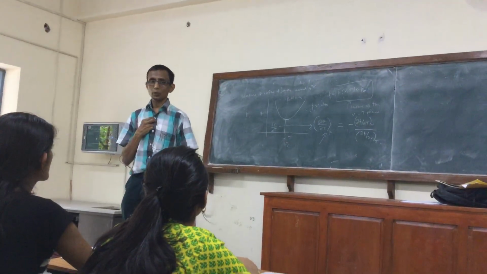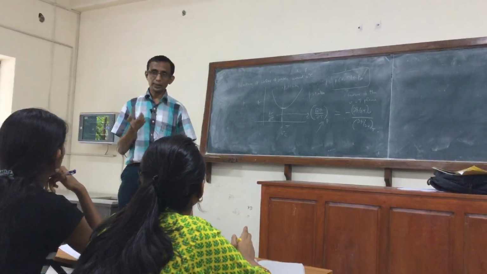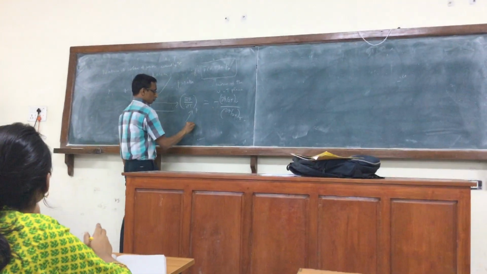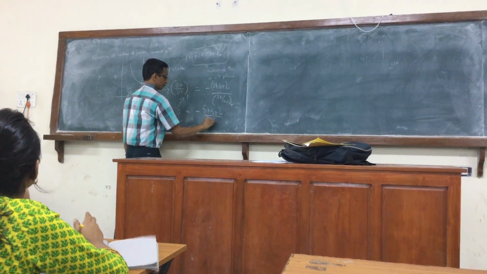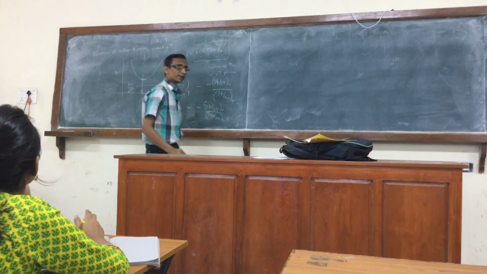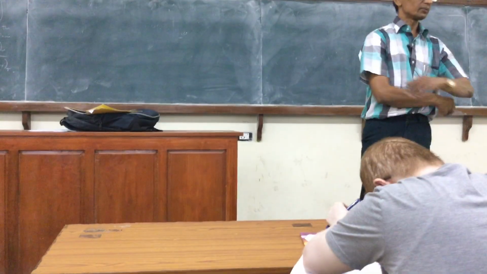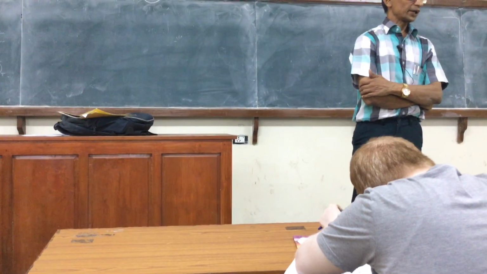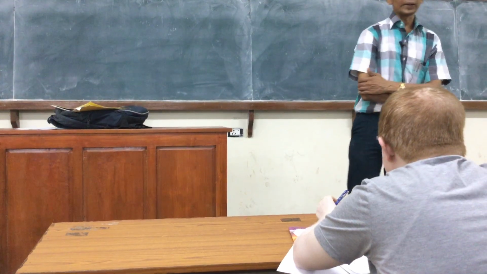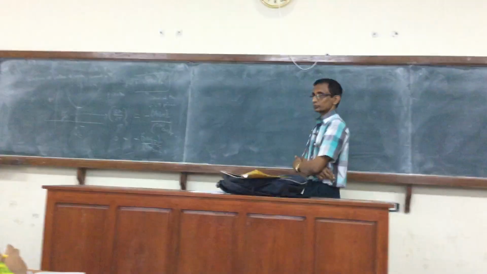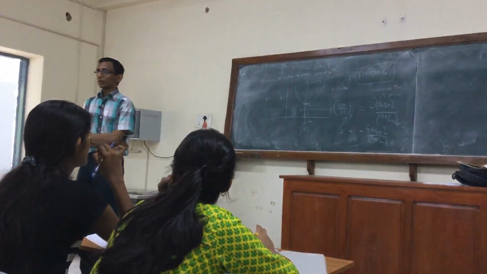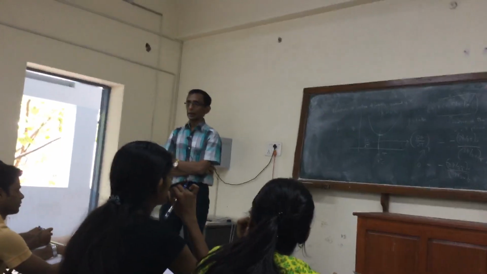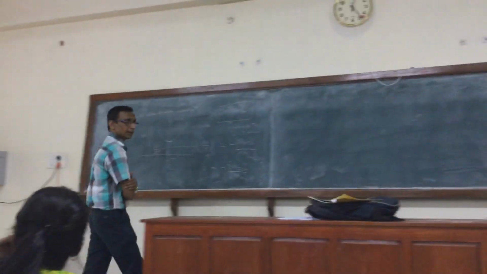dV by dT. What is its value at 4 degrees? 0. So 0 equals minus something. What can you say about the right hand side? That's also 0. Now about the individual terms, can you say anything about dP by dT? What can you say about the value of dP by dT at T equal to 4 degrees centigrade?